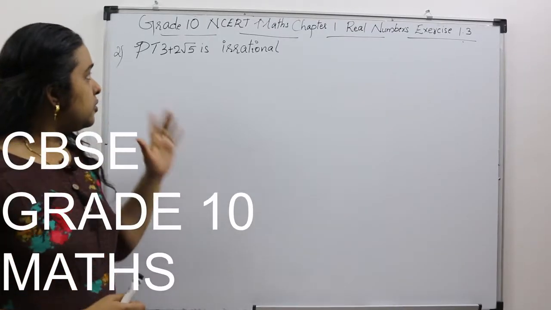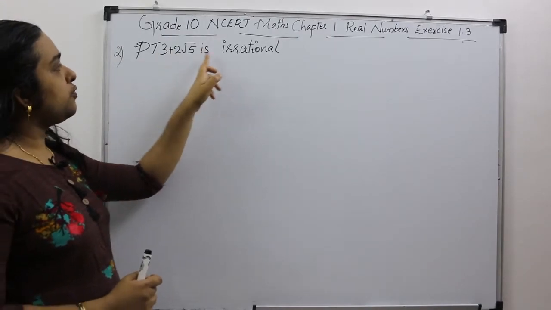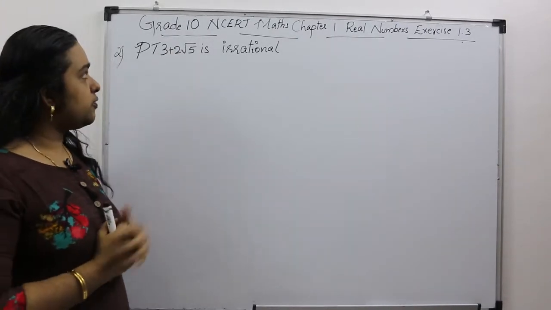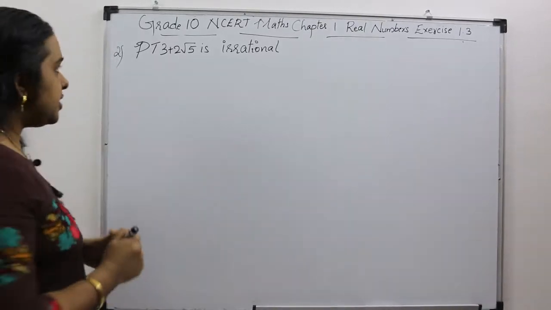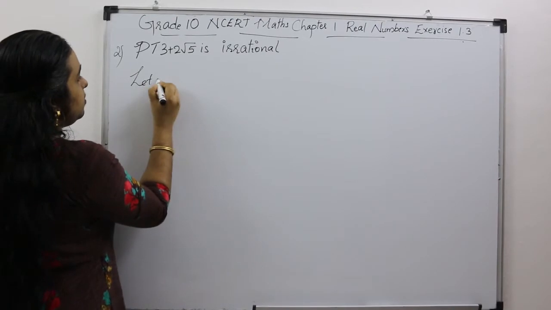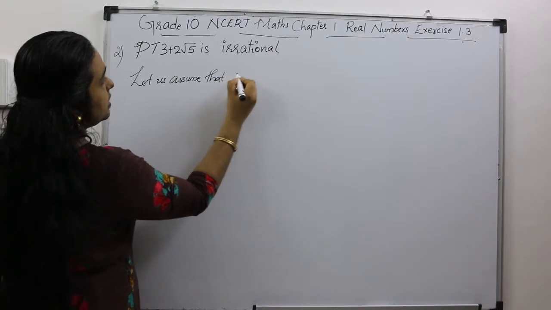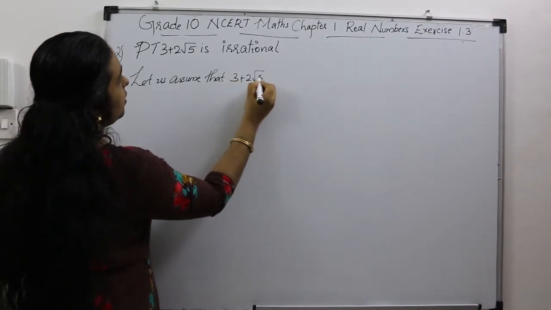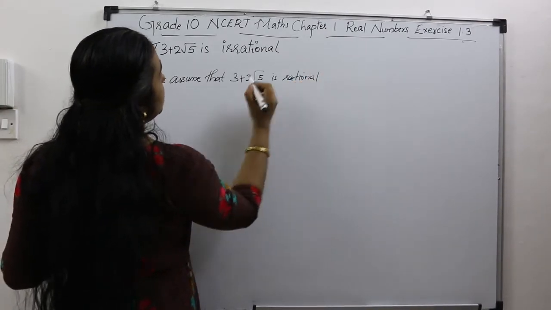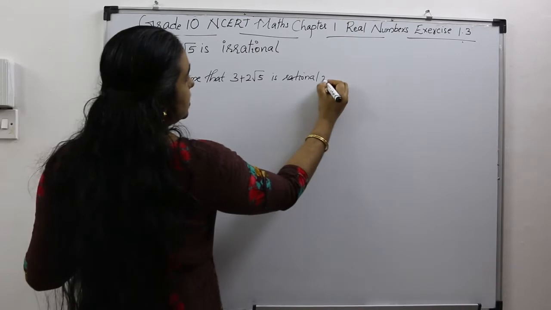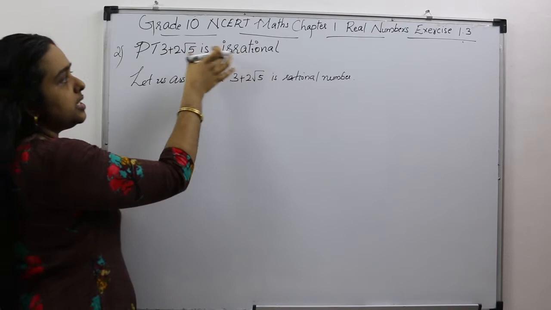Our next problem, question number 2 of exercise 1.3, is: prove that 3 plus 2 root 5 is irrational. Directly we are using the method of contradiction. So the first step is, let us assume that 3 plus 2 root 5 is rational. This is our contradictory statement. 3 plus 2 root 5 is a rational number. Here our question was to prove it as an irrational number.